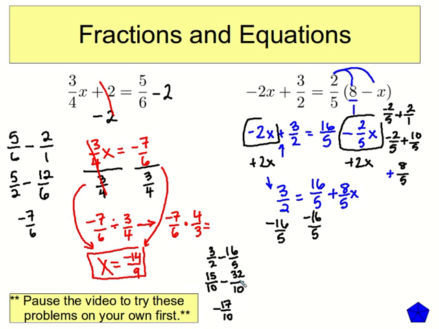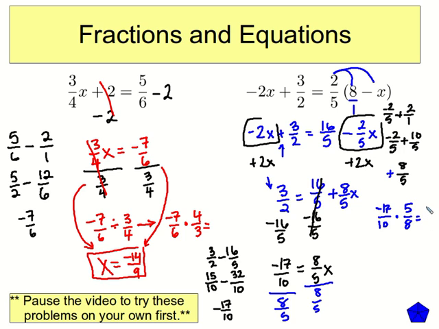Be very careful about the sign. 15 minus 32 is a negative answer, negative 17. And my denominator stays the same. The negative 17 over 10 is equal to 16/5 minus 16/5 is 0, 8/5 x. My final step is going to be to divide by 8/5. That's what we need to do to get x by itself. So I've got a fraction division problem. I have negative 17 over 10 times the reciprocal of 8/5, 5 over 8.